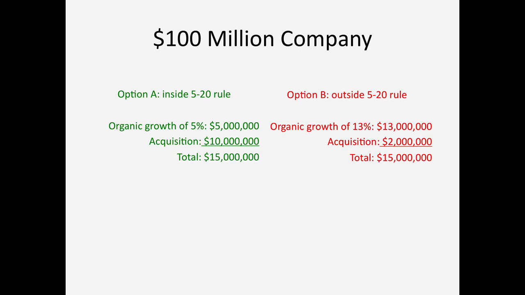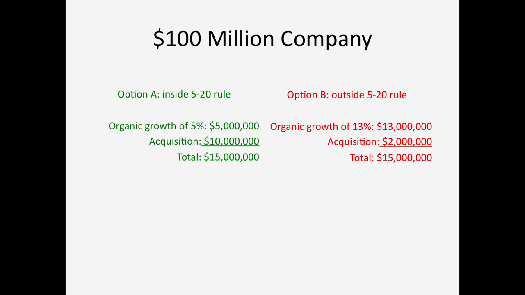Now, are there exceptions to this rule? Absolutely. We could all list many. But I think you'll find that over time, if you study this enough and you look at enough examples, you'll find that more often than not, the acquiring company is between 5 and 20 times the size of the acquisition target. Well, why would that be?